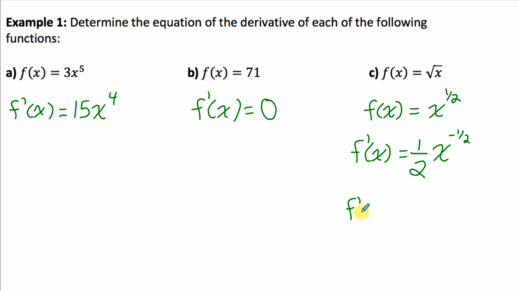So f prime of x equals 1 over 2x to the half. I would accept that as a final answer, but typically if we have an x to the half, you would rewrite that as root x, just as it was in the original question. There we go. We've done 3 derivatives. Keep in mind, these are equations that would tell you the instantaneous rate of change of the original functions at any value of x we want.